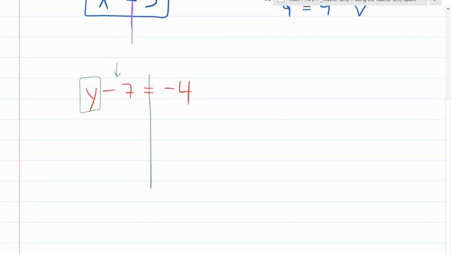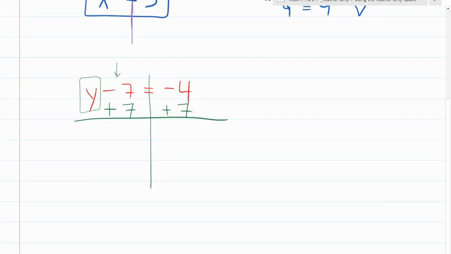In this equation, we are subtracting 7. So to undo a subtraction, I'm going to need to add. That's that inverse operation step. As soon as I add 7 to the left side, what do I need to do to the right side? The same exact thing. Add 7, add 7.